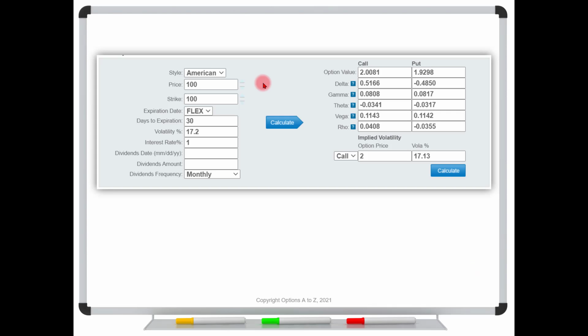So let's look at a hypothetical option. Let's say we've got an at-the-money option, stock's at 100 strike, 30 days to expiration, 1% interest. And I chose this 17.2% volatility because that just happens to give us a nice round $2 call option figure. So let's just say this is what we might call normal circumstances for this stock, that it normally trades around about 17% volatility. And so we would normally see this call trading for about $2.